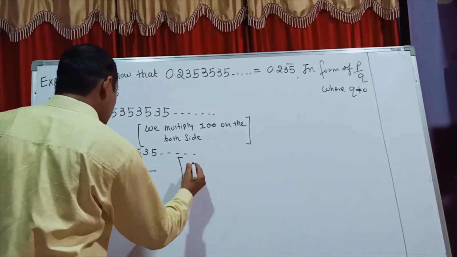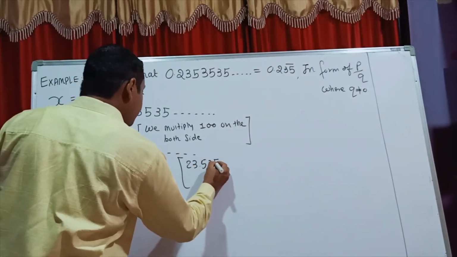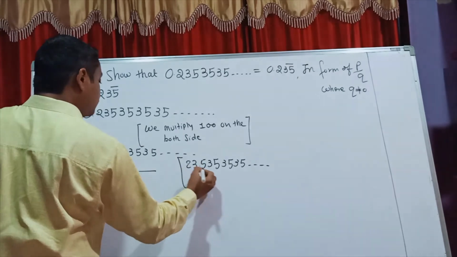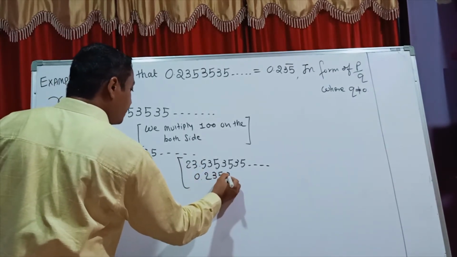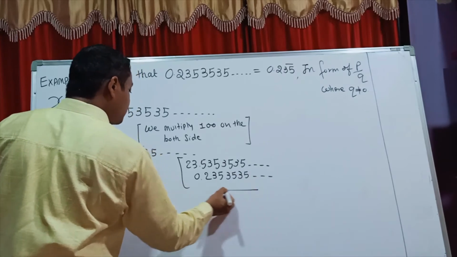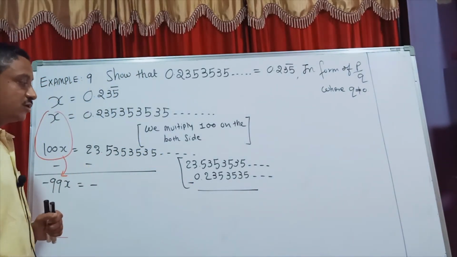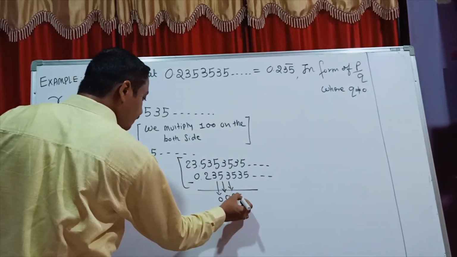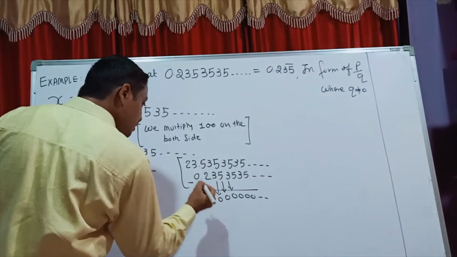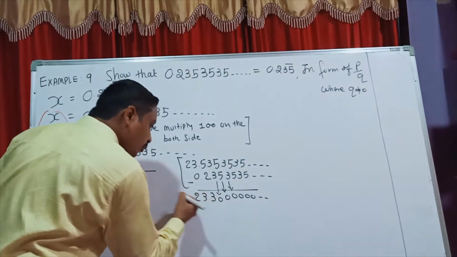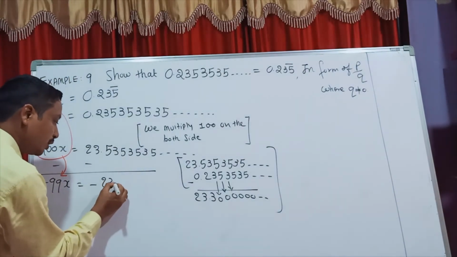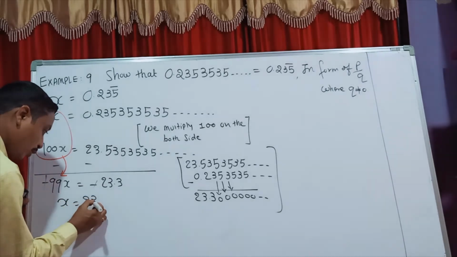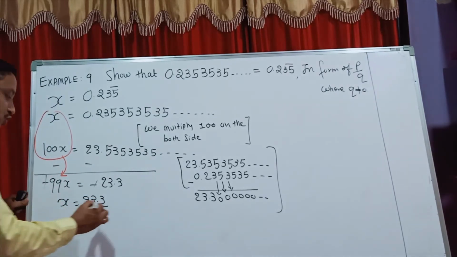And this side your subtraction is ready. 23.5 35 35 35, and these are same 0.2 35 35 35. Now just you subtract them. So this up to it is 0, all data. But here how much? It is 5 minus 2, 3. It is 23.3, and that value I just here write down 23.3. Now minus minus gone. X getting 23.3 by 99.